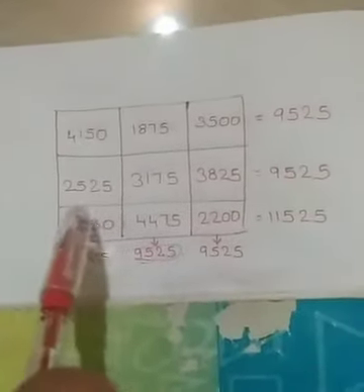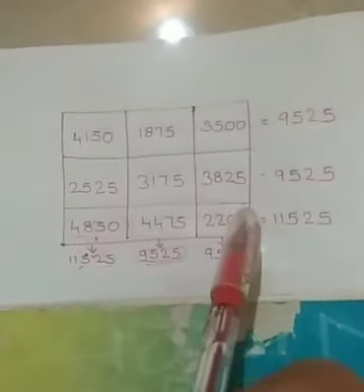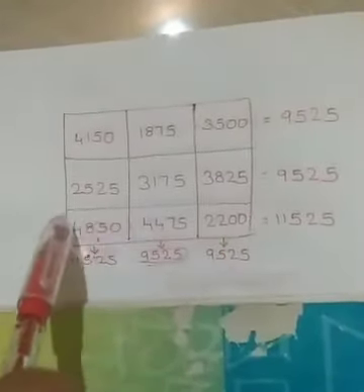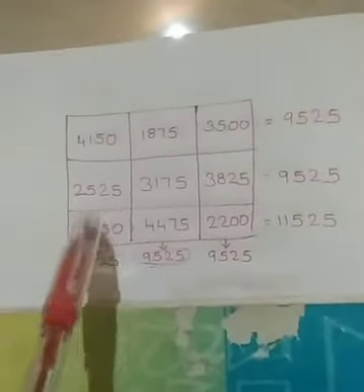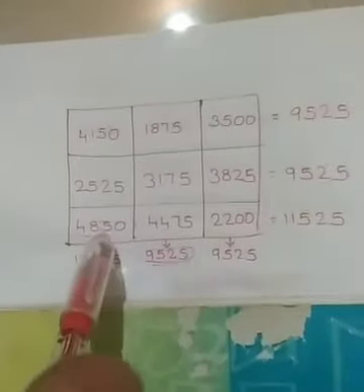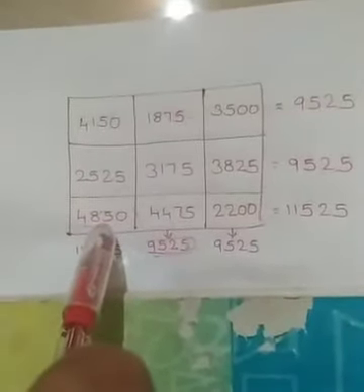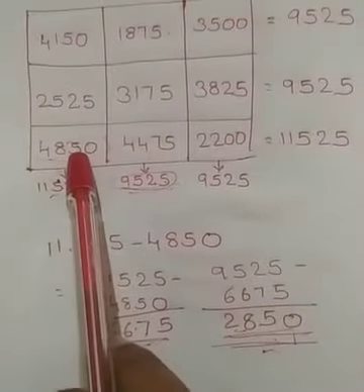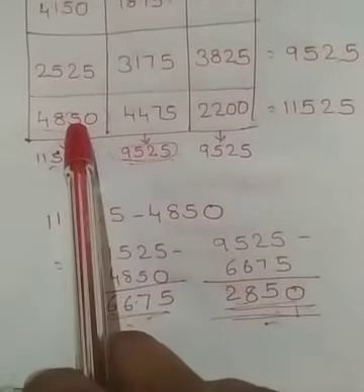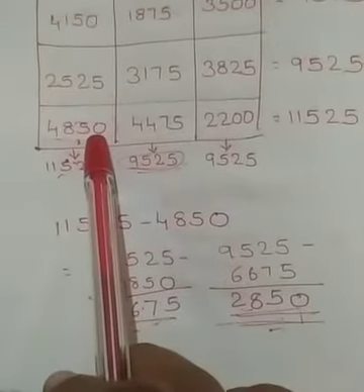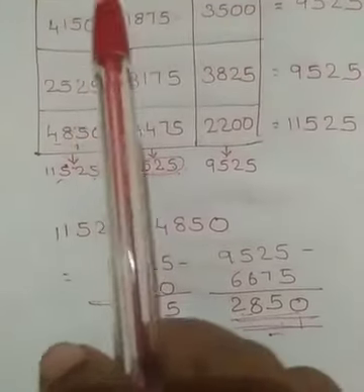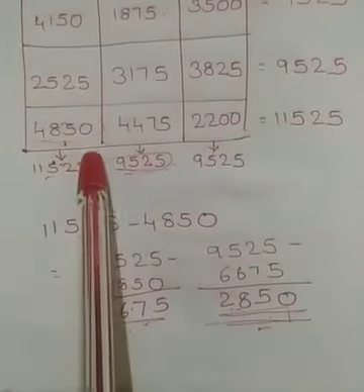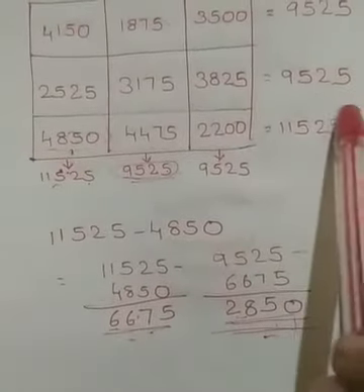Which number is common in this row and this column? Which number is common? Yes, 4850 is common number in this column and this row. So this number is the wrong one here. Okay. Now we find that this is the wrong one in this magic square. How can we find the correct number here? Okay, listen here. The incorrect sum is 11525.